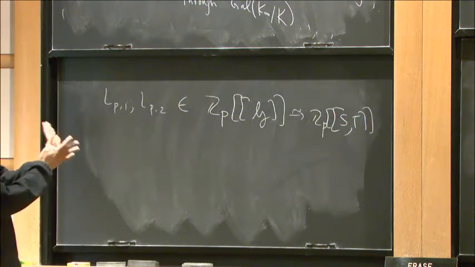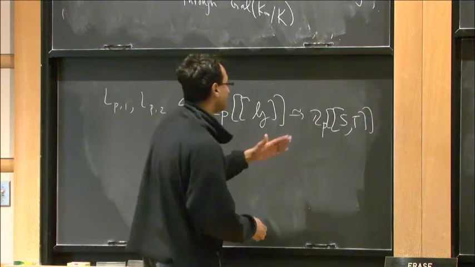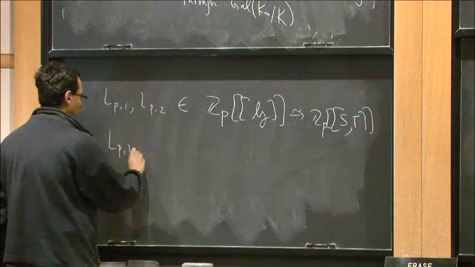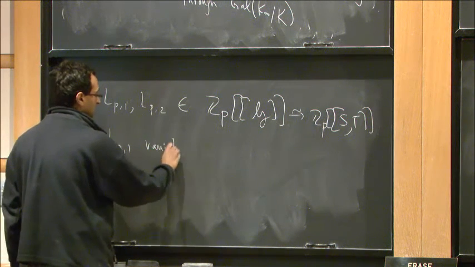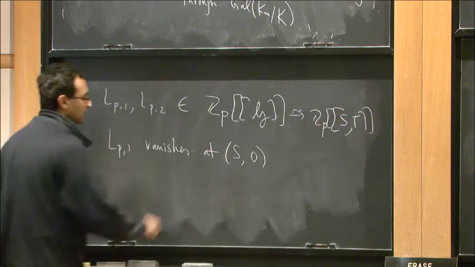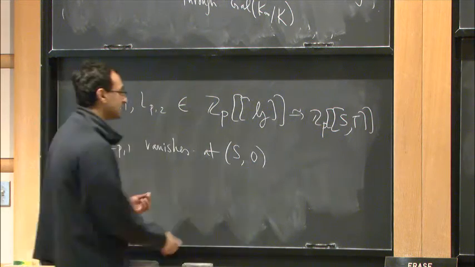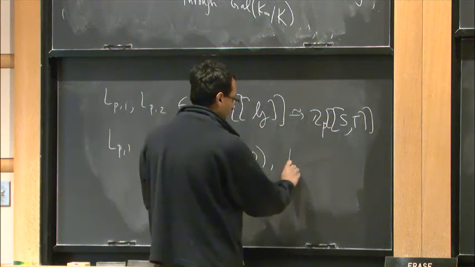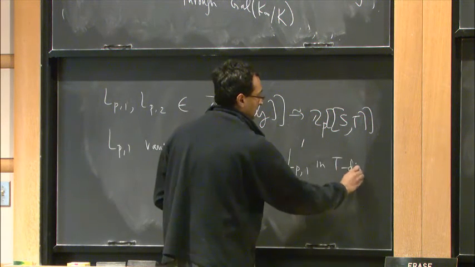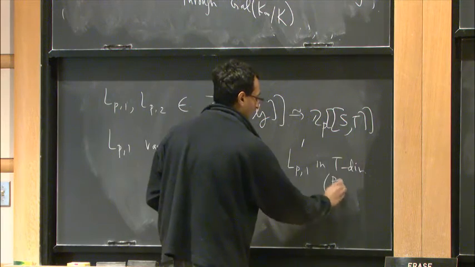And what happens is that one of these p-adic L functions, namely L_p1, vanishes at S0, at all points of the form S0. And so what you do is take the derivative in the t direction. And this is what comes up in Penrose.